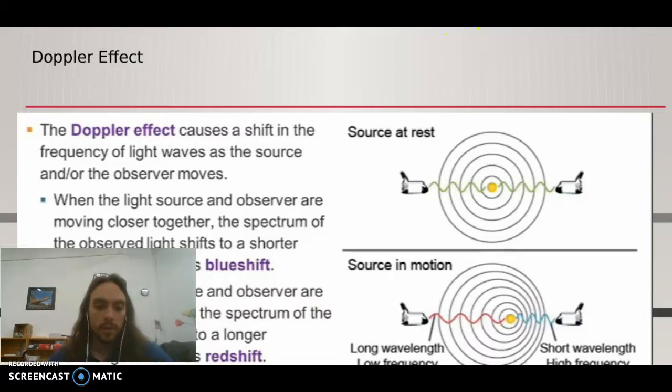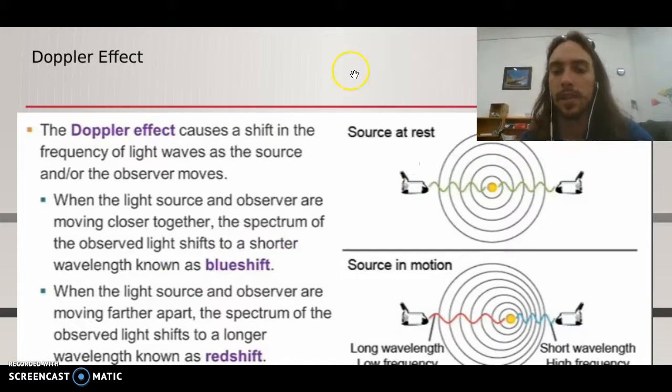We have this thing called the Doppler effect, and essentially what's going on is we have light and sound interacting with each other, and they interact pretty similarly in their energy forms. The Doppler effect is going to cause a shift in the frequency of light waves as the source and/or observer moves.